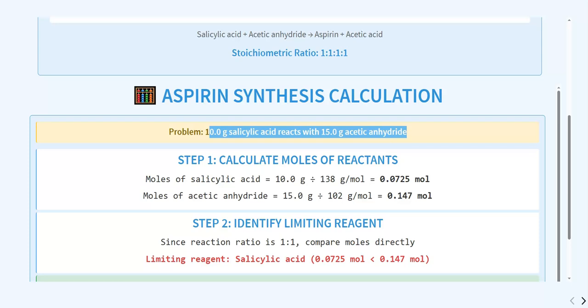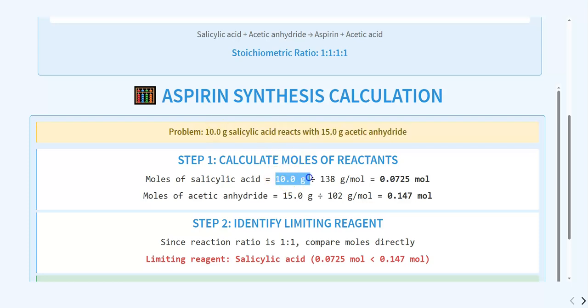Moles of salicylic acid: the amount is 10 gram, that is given, divided by molecular weight, 138 gram per mole, so that is 0.0725 mole. It means the salicylic acid in the reactor, as a reactant, is 0.0725 mole. And moles of acetic anhydride: the amount is given, 15.0 gram, divided by molecular weight 102 gram per mole, so that is 0.147 mole.